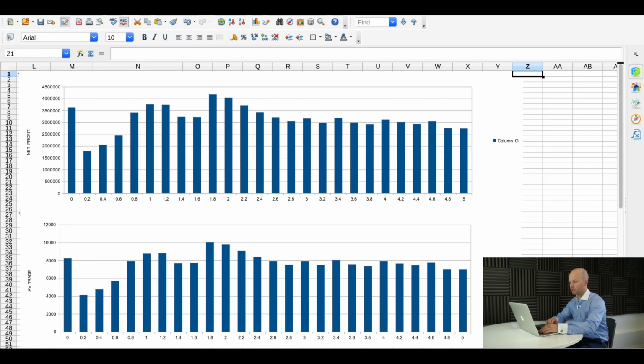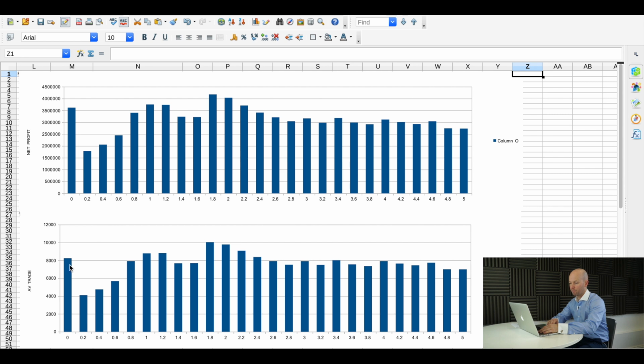And that's what the same results look like in a bar graph. We've got 2 bar graphs. The top one is on the x-axis, we can see that's our reward ratio, and on the y-axis we've got net profit. Same on the bottom one, but we're using the average trade value, and it's a very, very similar picture, isn't it? Whether it's the net profit or the average trade, it's actually extremely similar on this one.